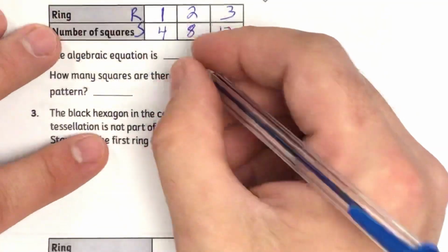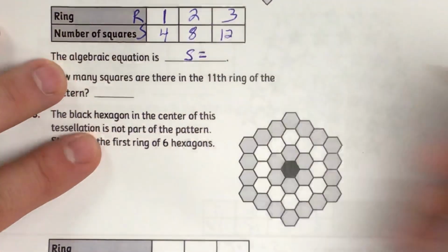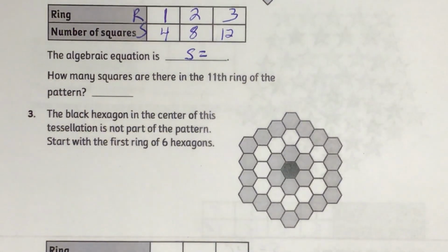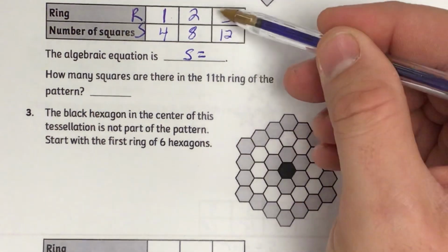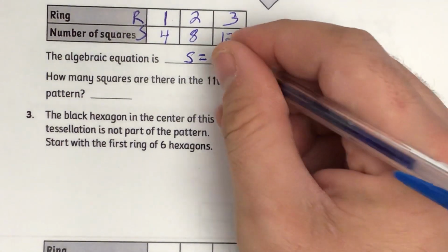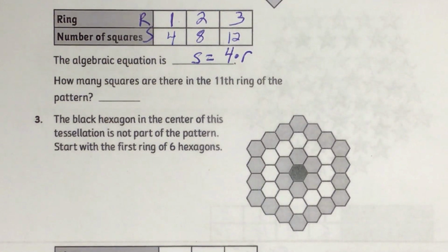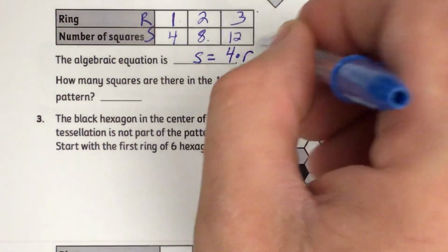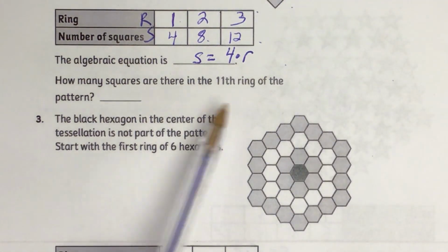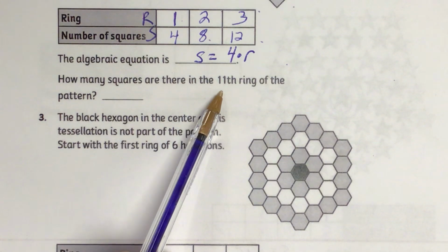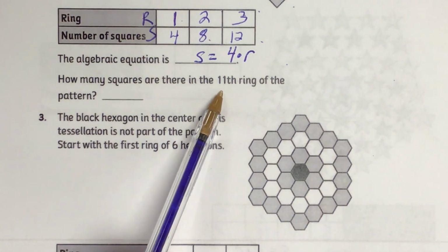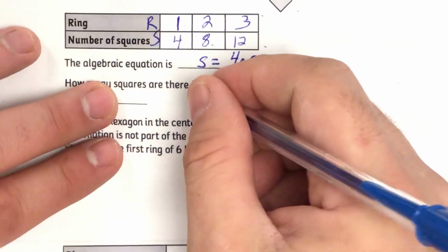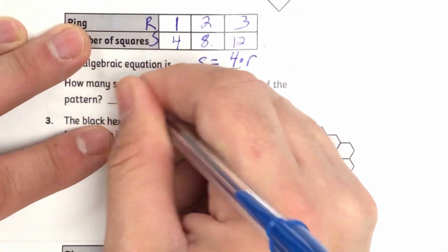Emmett, what's my equation? Number of squares equals? What am I doing to the ring number? 4 times R. Because I don't know exactly how many rings I'm going to have. But I'm taking 4 times that number. 1 times 4, 2 times 4, 3 times 4, 4 times 4, 5 times 4. It's asking me for the 11th ring. Madison, what will that be? 44. 11 times 4. 44 squares.